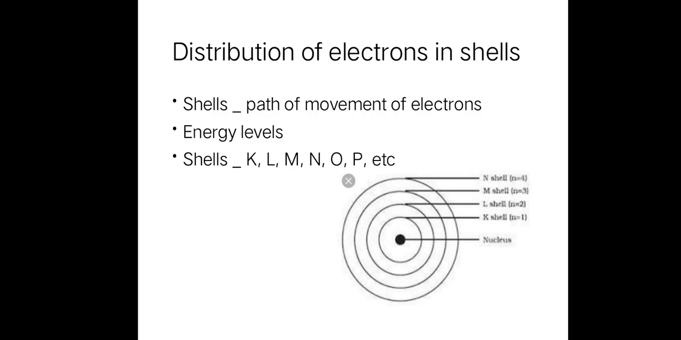Distribution of electrons in shells. What is a shell? Path of movement of electrons. Where our electrons are found, these are called shells, and these are also called energy levels. How will we denote them? These are represented by K, L, M, N, O and P shells. You are seeing here in this image that the central part is the nucleus, and the nearest circle is a shell, and this shell is called K shell.